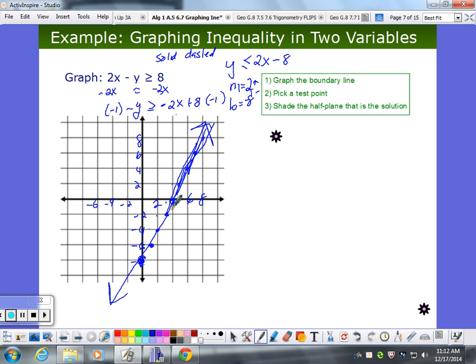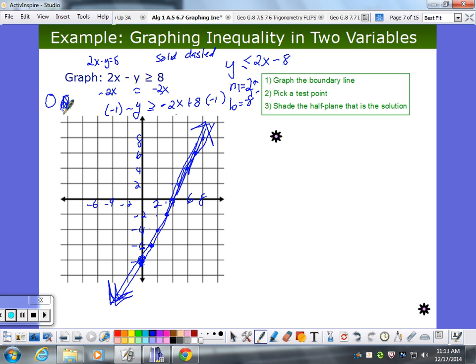Why is it a solid line? Because I have an equal. That means that 2x minus y equal 8, these solutions work. What if it's not greater than or equal to? Then you don't. It's like when do you make a hole and when do you fill in the hole? It's that same kind of thinking.